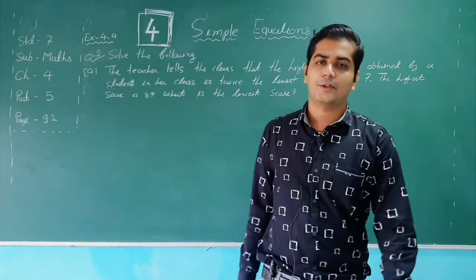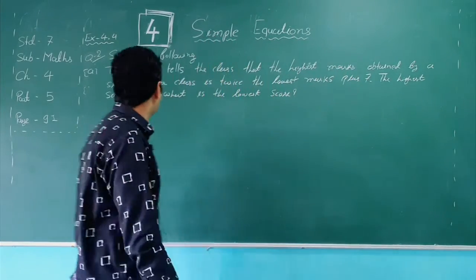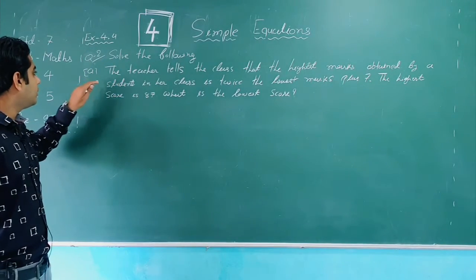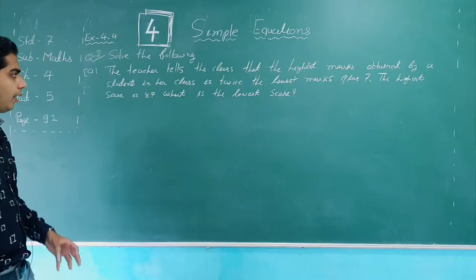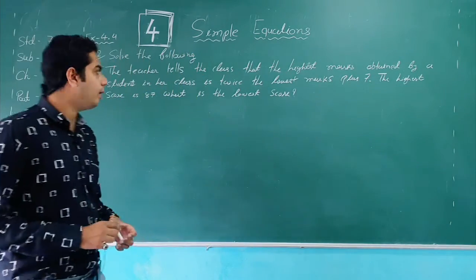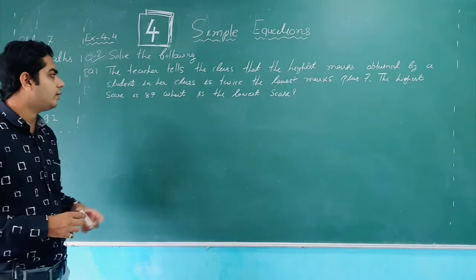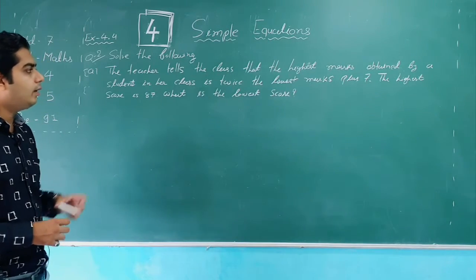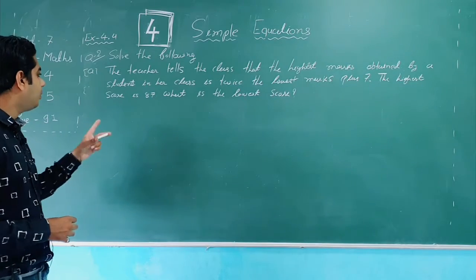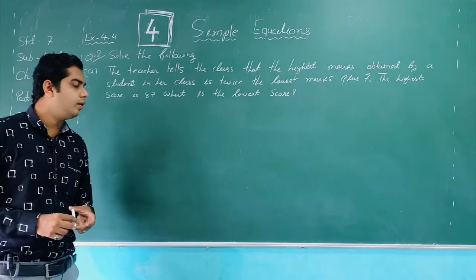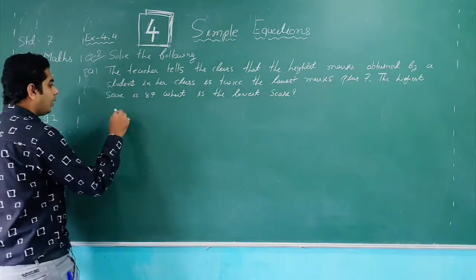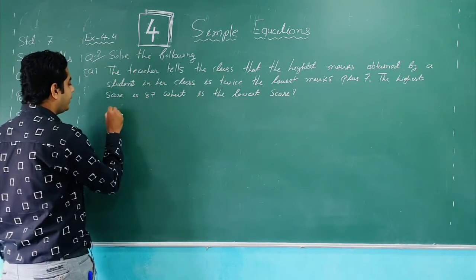Okay students, so now moving on to our next question, question number 2a. Solve the following. The first question is, the teacher tells the class that the highest marks obtained by a student in her class is twice the lowest marks plus 7. The highest score is 87. What is the lowest score? So here we have to find the lowest score. So first of all we will write the data.